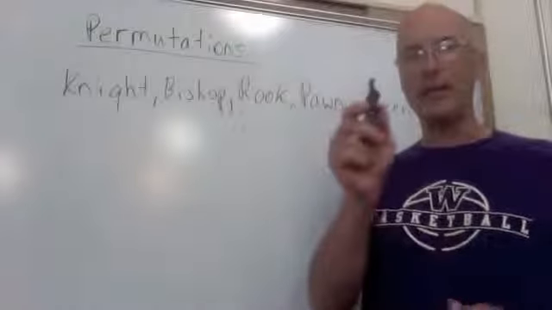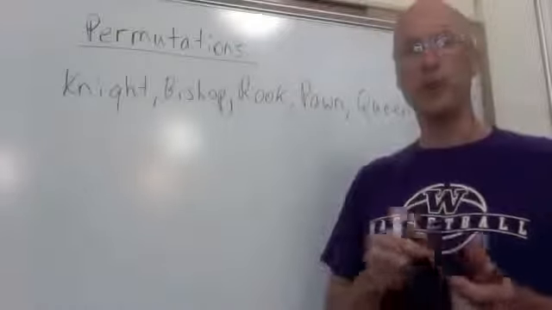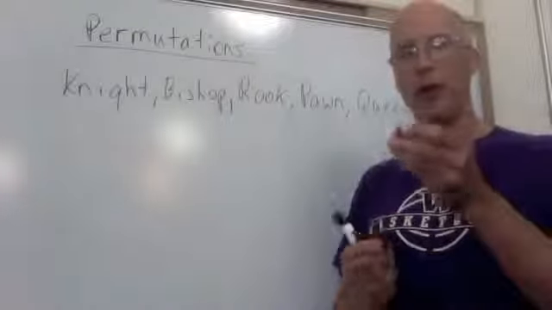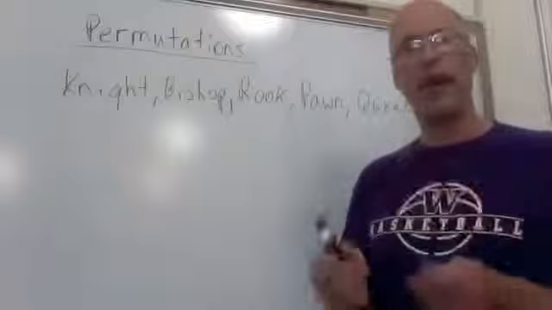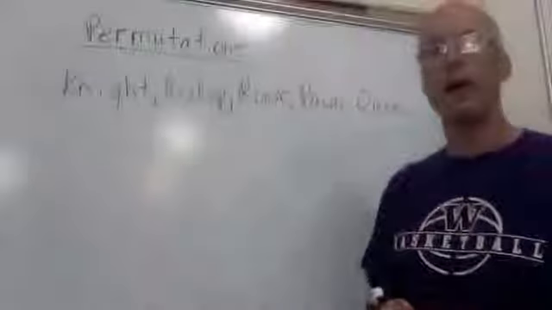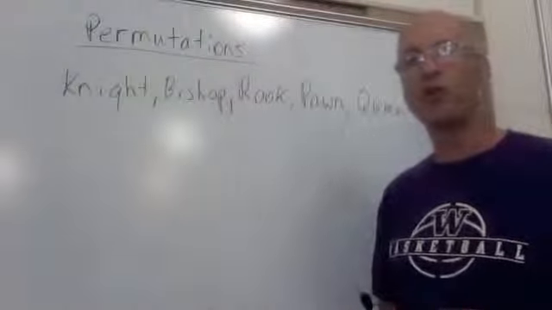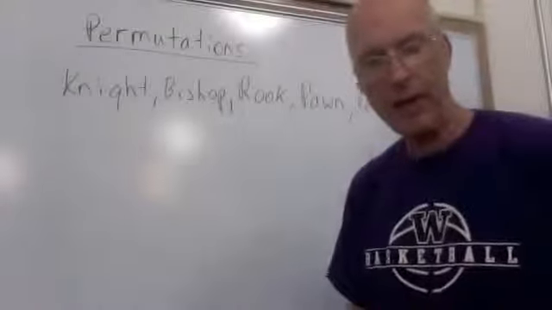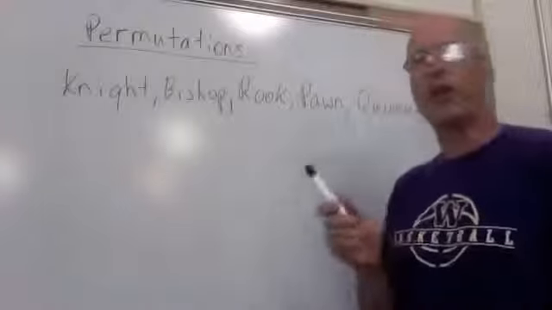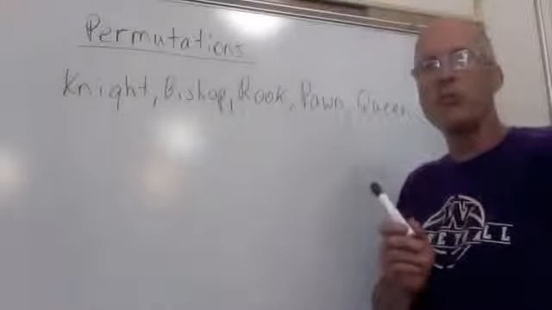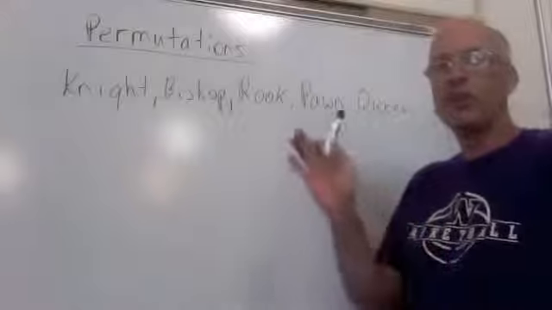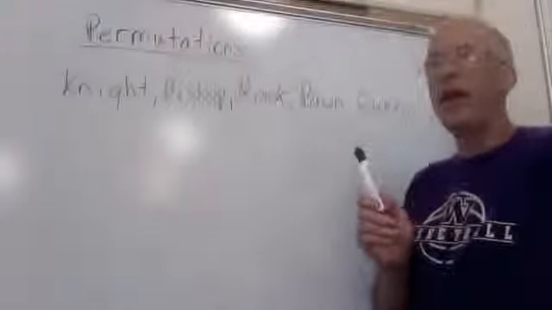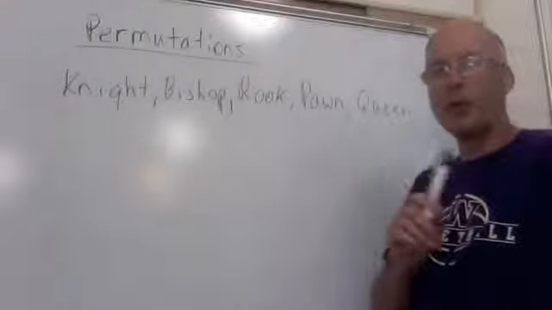Let's say you had a knight, a bishop, a rook, a pawn, and a queen. Your board is all set up, and you're trying to make a choice of which piece to move next. How many different ways, or how many different orders, can you move these pieces in? Let's say these were our last five pieces on the board, and we were going to move them one at a time, and we weren't going to repeat anybody.